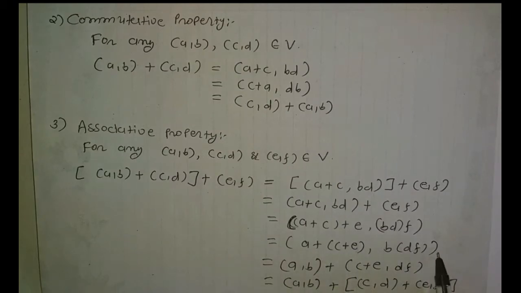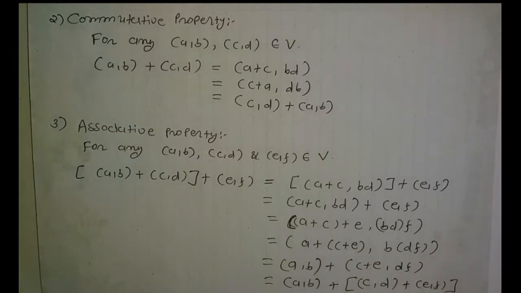So, we get (a plus c plus e, b into d into f). Now, apply the definition of vector addition. We get the first element here, and this is the first coordinate of the second vector, so c plus e. And here, the second element of the second vector, so df. So, we get the answer (a, b) plus ((c, d) plus (e, f)). Clear? So, the associative property is also satisfied. It is very easy.